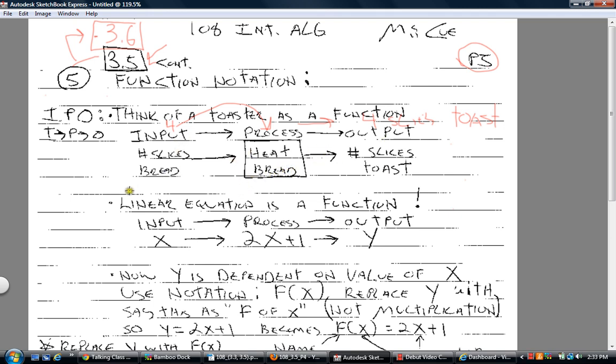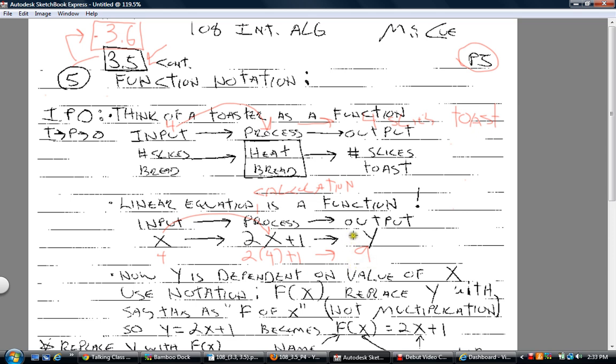Okay, so I'm drilling this in your head, but the x value is your input. It goes into the process. Think of this as the calculation. So if I tell you x is 4, you put it in. 2 times 4 plus 1, what will that be, the output? 2 times 4 is 8 plus 1, the output is 9.